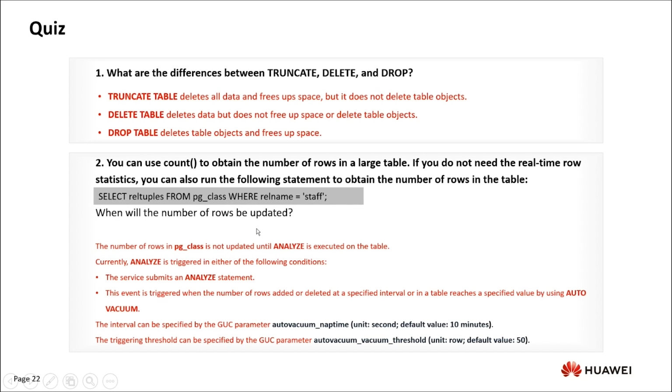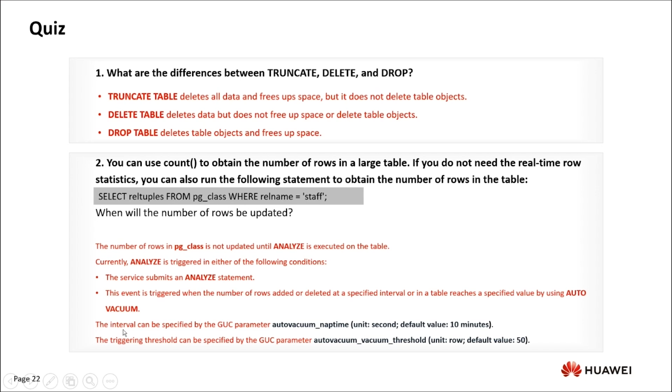So there are basically 2 scenarios where the reltuples column is updated. The first is when the user submits an analyze statement. For example, we just execute vacuum analyze stuff. It means we analyze the table named stuff. And at this point, the reltuples of the table will be updated. And the other scenario is the autovacuum process. During autovacuum, the reltuples column will also be updated automatically.